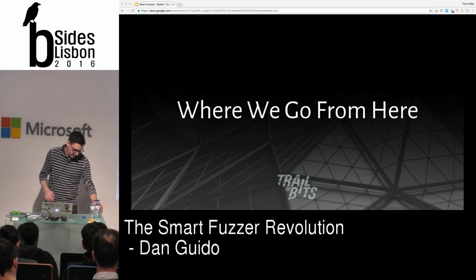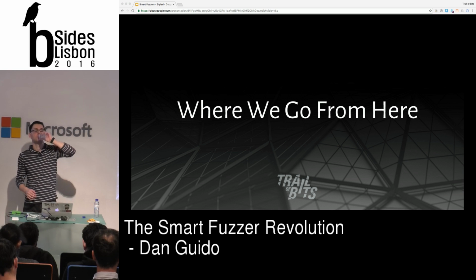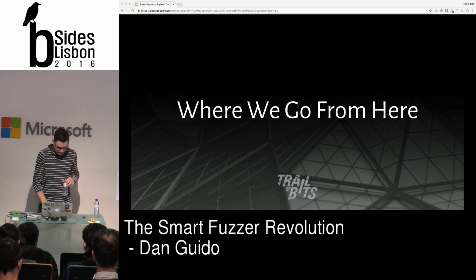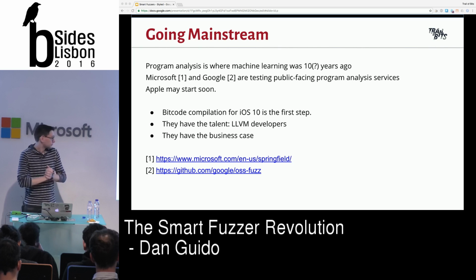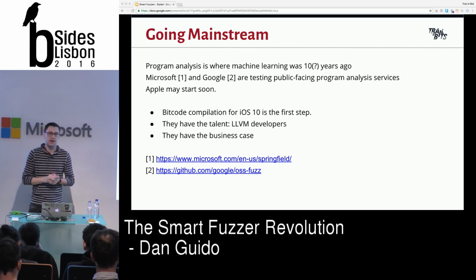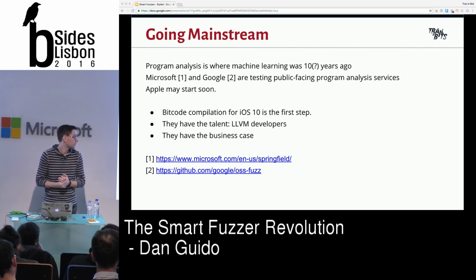So, okay, now we get into the predictive part of the keynote. Where do we go from here? What's the next step? These kinds of tools are going mainstream. I think about automated bug finding and smart fuzzing as where machine learning was 10 years ago. I hope that 10 years from now we are in the same exciting space as they are today.